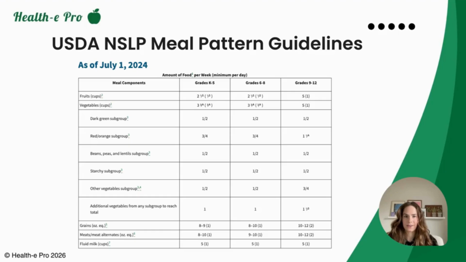on your menu. You've probably seen this USDA National School Lunch Program chart. This outlines the meal components that must be offered in each age group. You'll see grades K-5, 6-8, and 9-12 here.